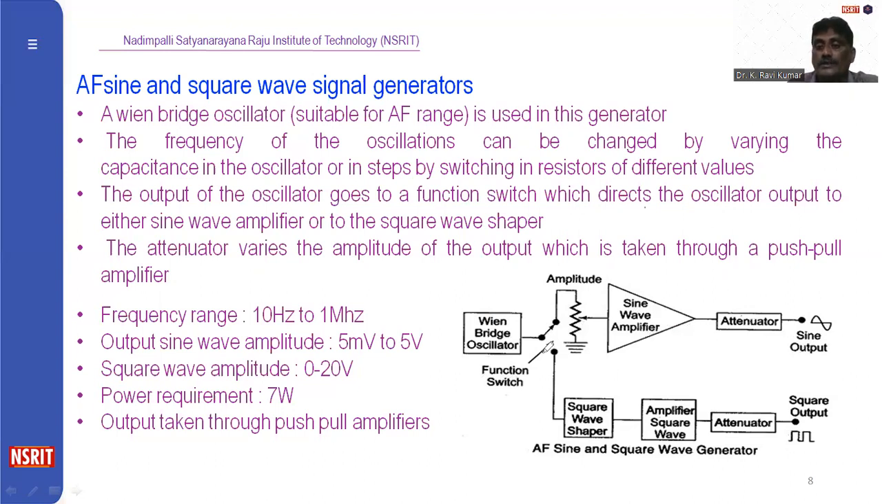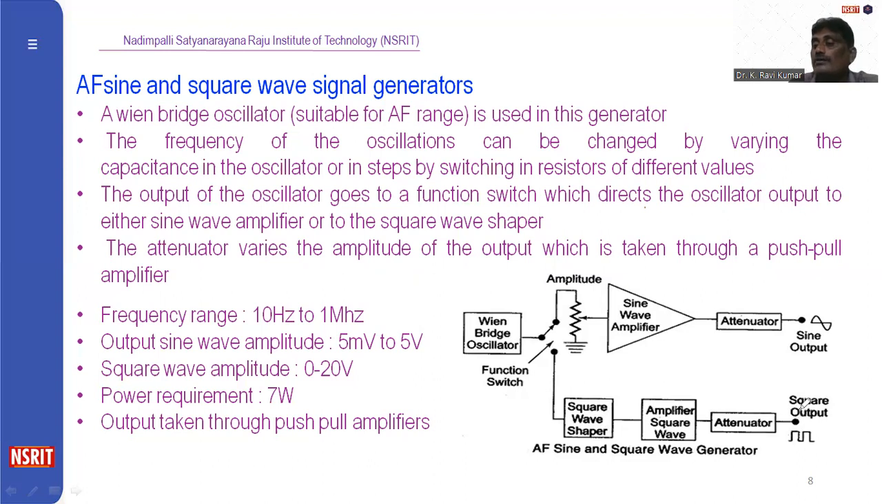If the function switch is connected to the square wave shaper, the output of the square wave shaper will be amplified by the amplifier and given to the attenuator to attenuate the amplitude of the signal.